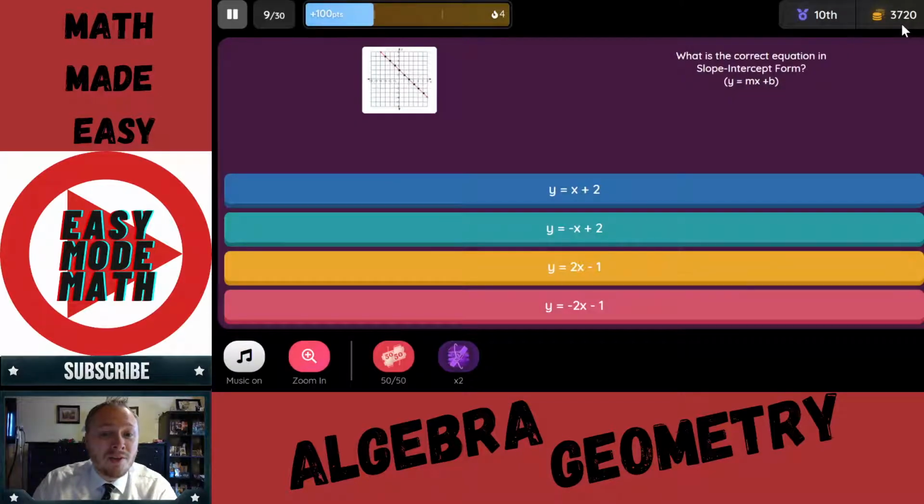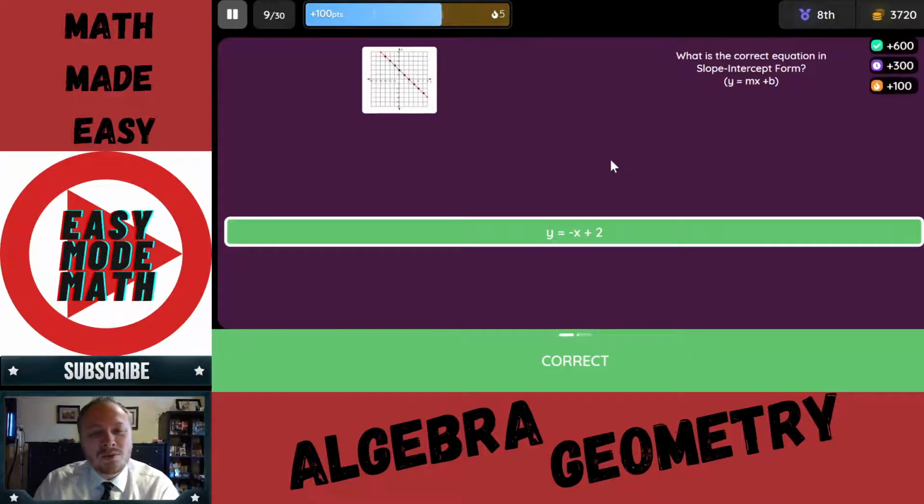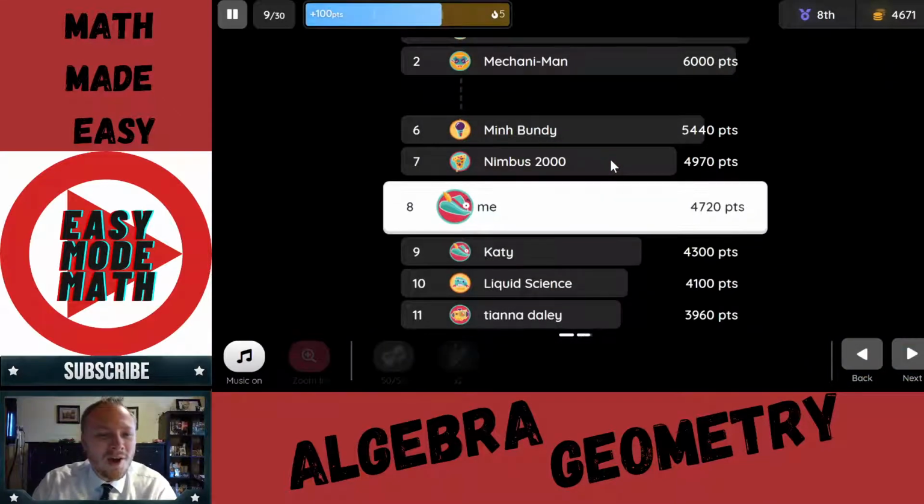Well, we know that it's descending, so it's going to need to be negative. Not that one. Either this one or this one. Which one is it going to be? This one. Y equals -x plus 2. Hope you got that one.